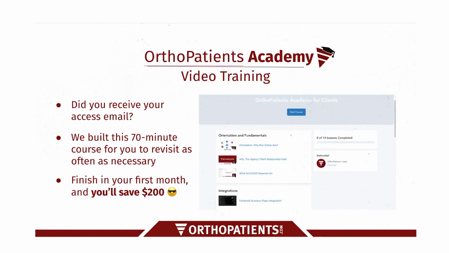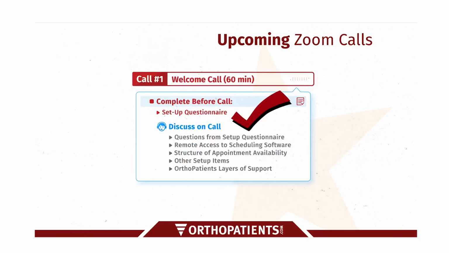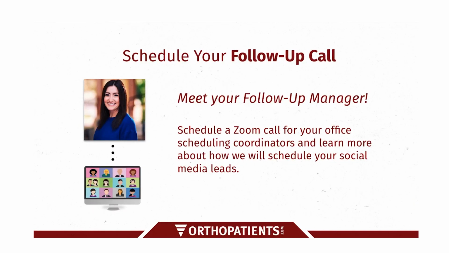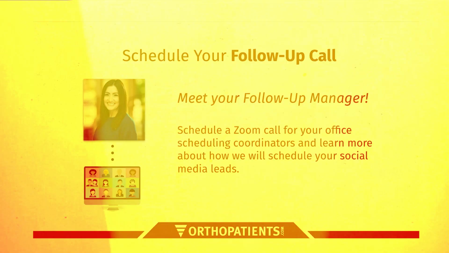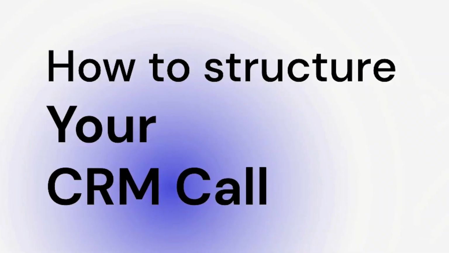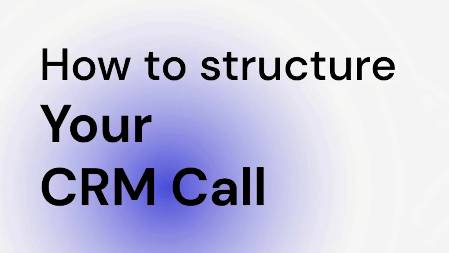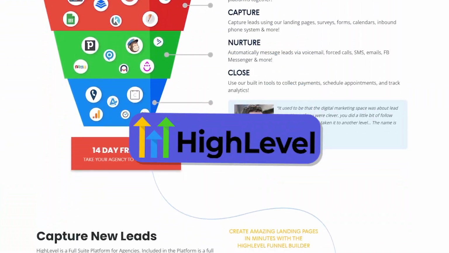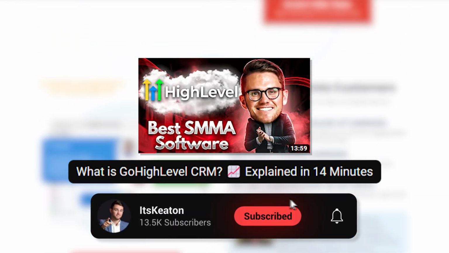We remind them to go through the video training and then review upcoming Zoom calls and the requirements for their future calls. And then lastly, as I said, get a time on the schedule for the next call, which will be the CRM call. The CRM call is where we teach our clients how to use the lead management software that we're using. There are a ton of options, but hands down the best one is HighLevel for agencies. Check out this video if you don't know what HighLevel is yet.